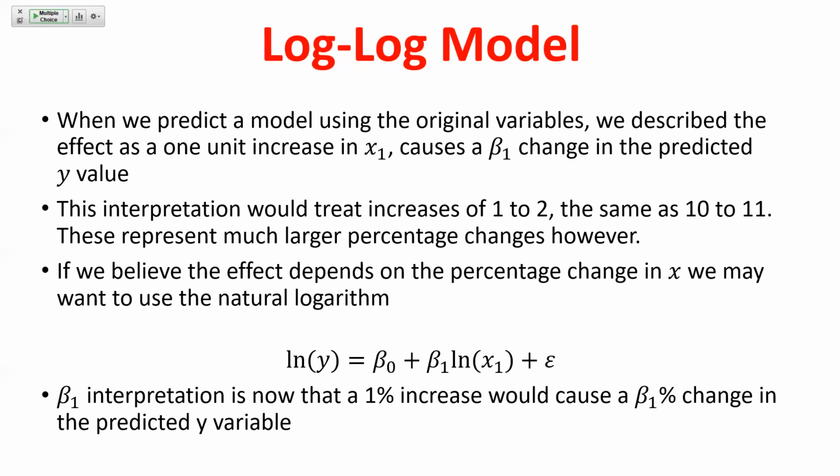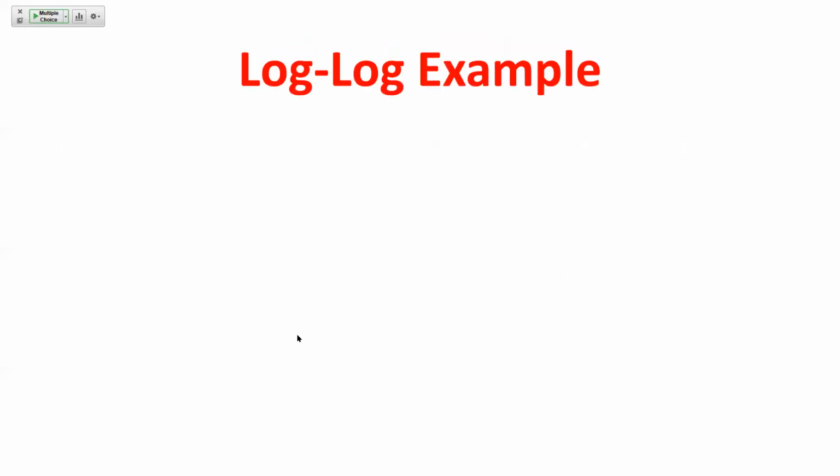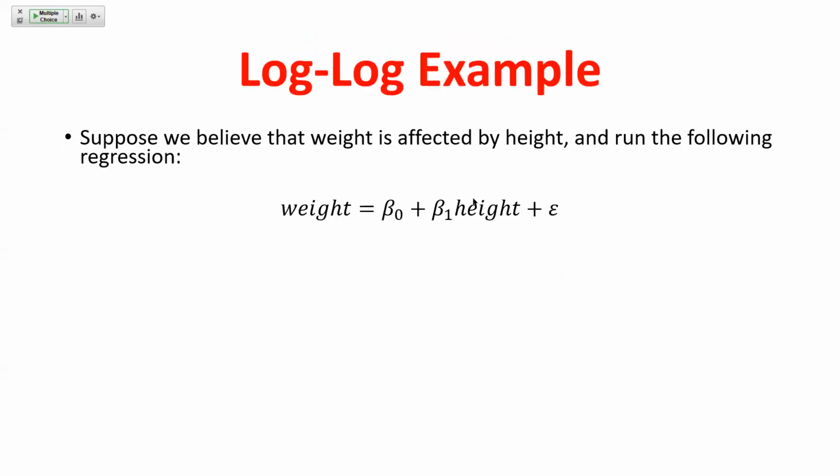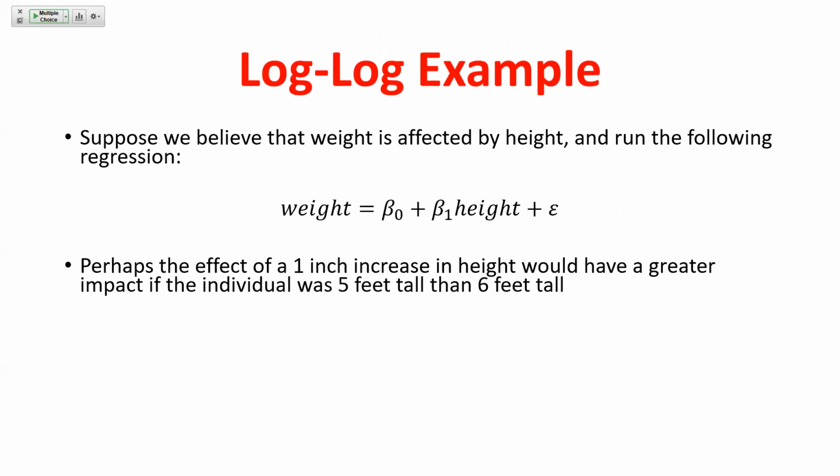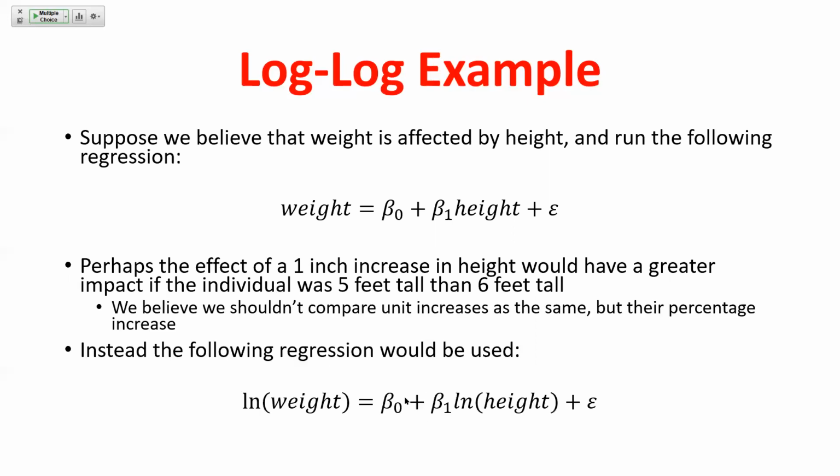So I know that maybe I want to capture percentage changes, so I could take the natural log of height and the natural log of weight and look at that relationship. So I've got this height weight relationship I'm thinking about, but I don't want to treat every inch increase the same. I want to look at percentage changes. So I just take the natural log of each one of those variables.